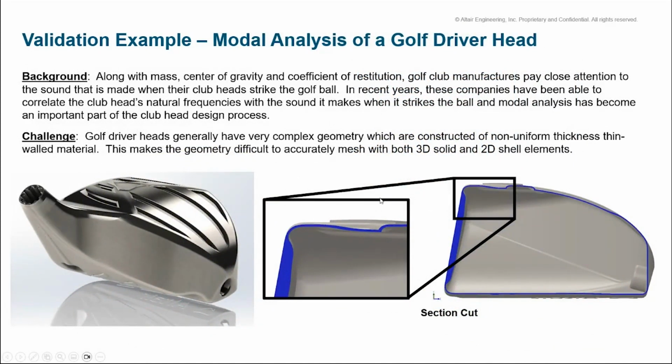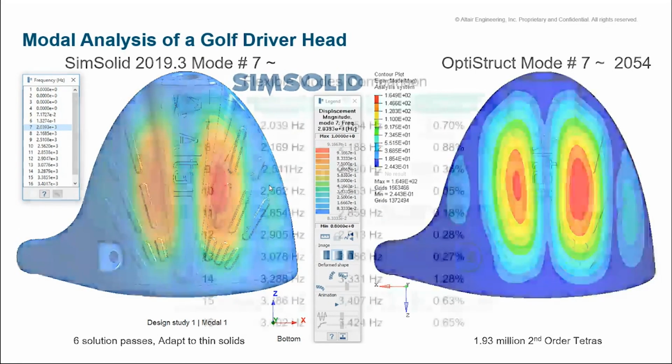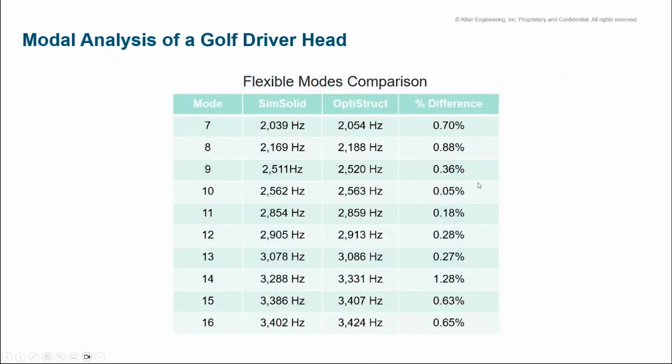Modal analysis of a golf club driver, and here you can see, this would be very complex to do a finite element mesh. Here you can see how you've got thicker sections transitioning to thinner sections, so typically you'll use full 3D solid elements, but of course you're going to have a massively large count of elements, or you mix it with 3D and 2D shell elements. And here you can see for mode 7, the natural frequencies, 2020 for SimSolid, 2054 for OptiStruct. And here you can see the comparison, with the worst being 1.3%.